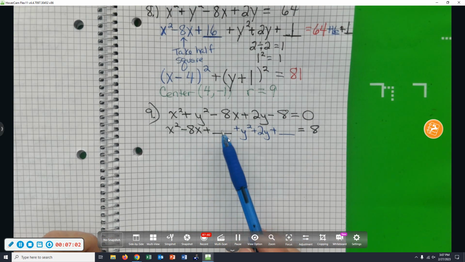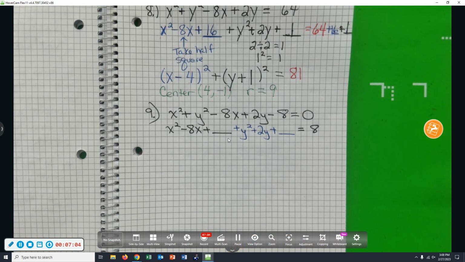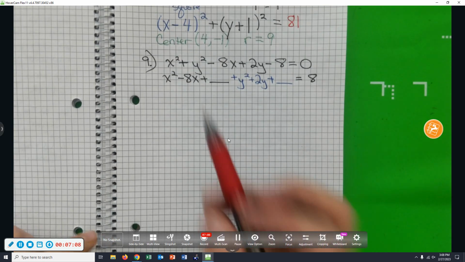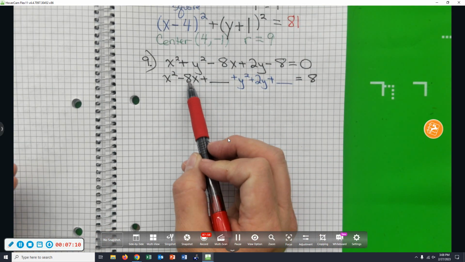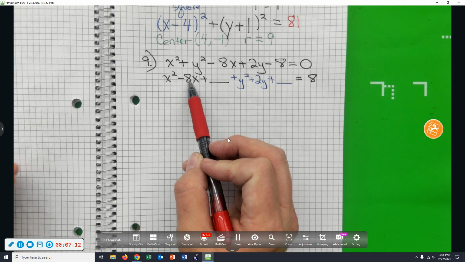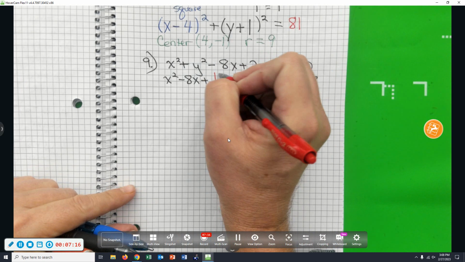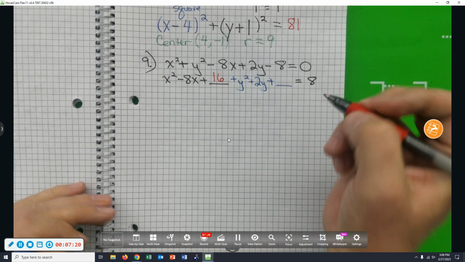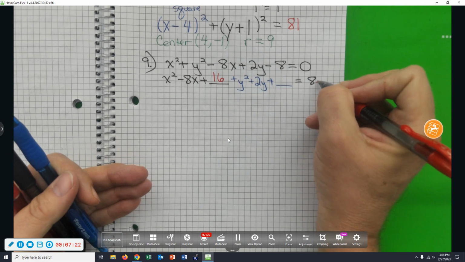What are we going to wind up putting here? It looks too much like the last one. I know it does. It's just a coincidence. Remember what you do. You take half of that number. Half of 8 is 4, and 4 squared is 16. You should put the plus blanks over here too, just so you don't forget it.